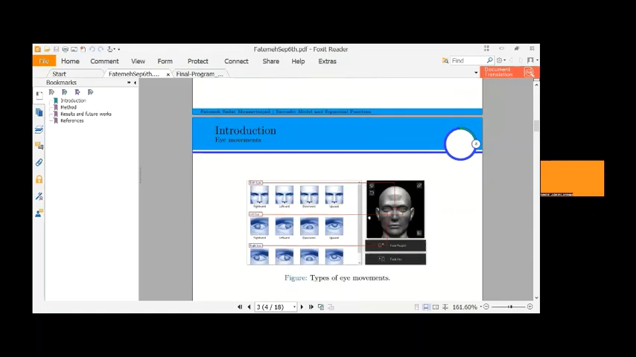In this figure, you can see eye movements. In fact, all the extraocular muscles work in conjunction with one another to produce coordinated movements of the eyeball. Actually, the eyes can also rotate right, left, up, and down.